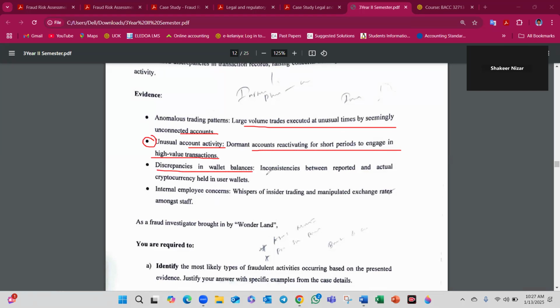Discrepancies in wallet balances, inconsistency between the reported and actual cryptocurrency held in user wallets. Internal employee concerns, whispers of insider trading and manipulated exchange rates among staff. Insider trading, it's an ethical issue, right?